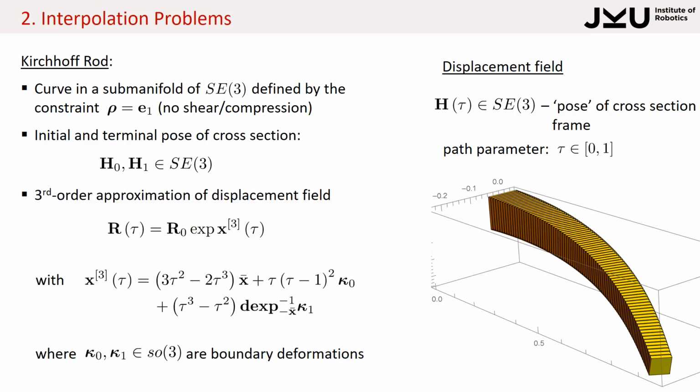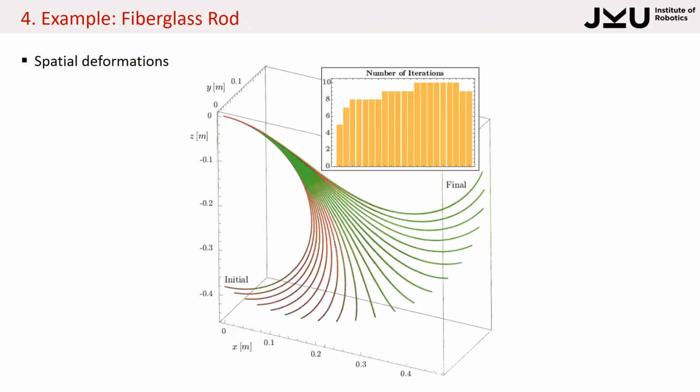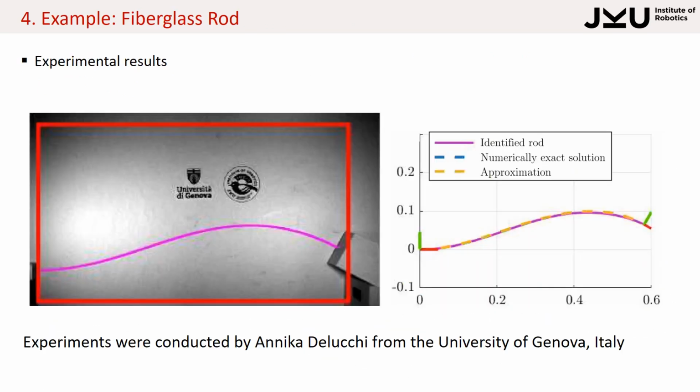And what we do is use this algorithm to compute the pseudo inverse of the Jacobian. Finally, a first experimental result that looks also very promising. With this, I would conclude.